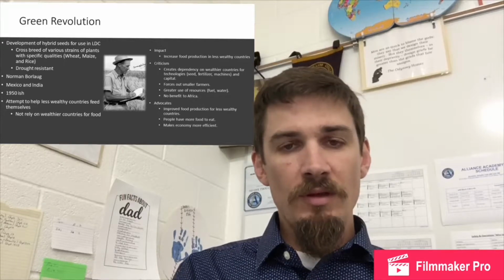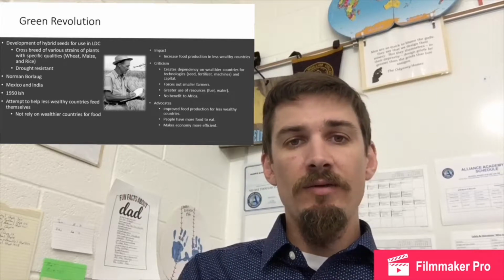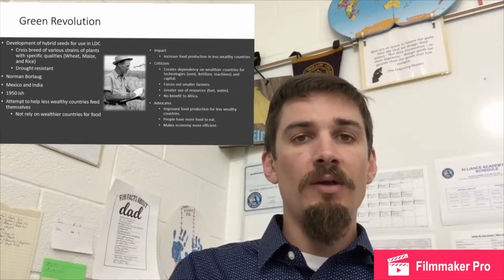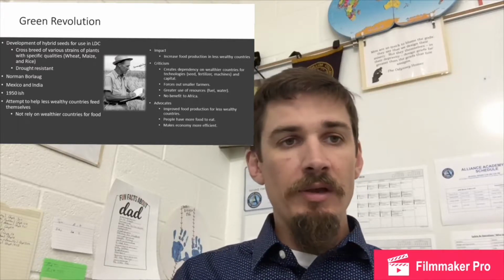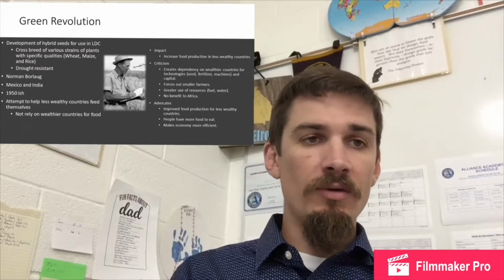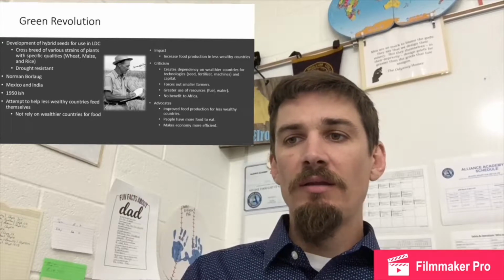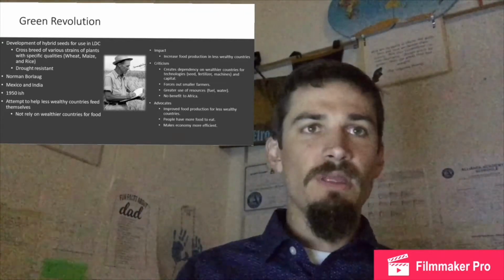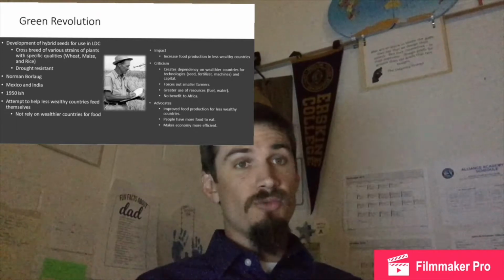Now, specifically within the Green Revolution, the idea is that they're trying to develop improved seed technology to help poorer countries so that they then could feed their populations. So they're looking at improvements in the strains, specifically things like trying to create drought-resistant seeds.